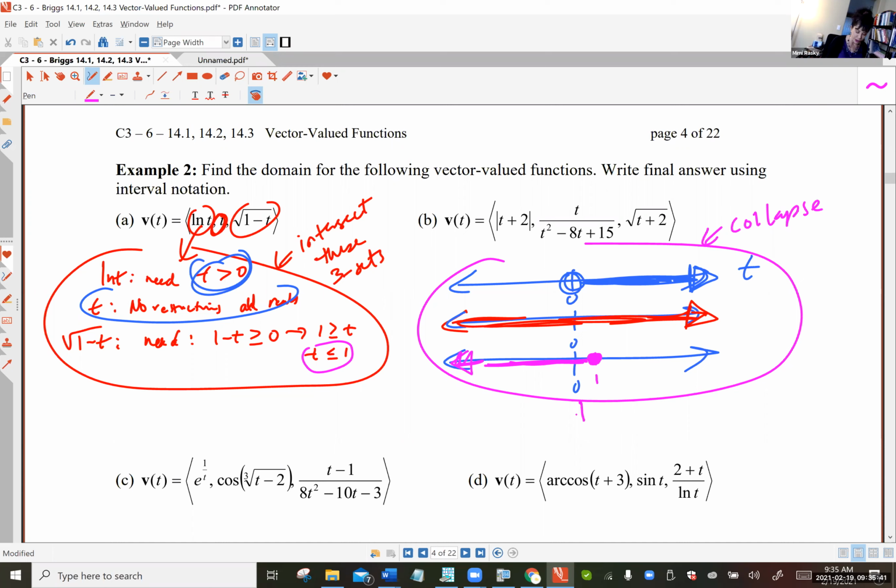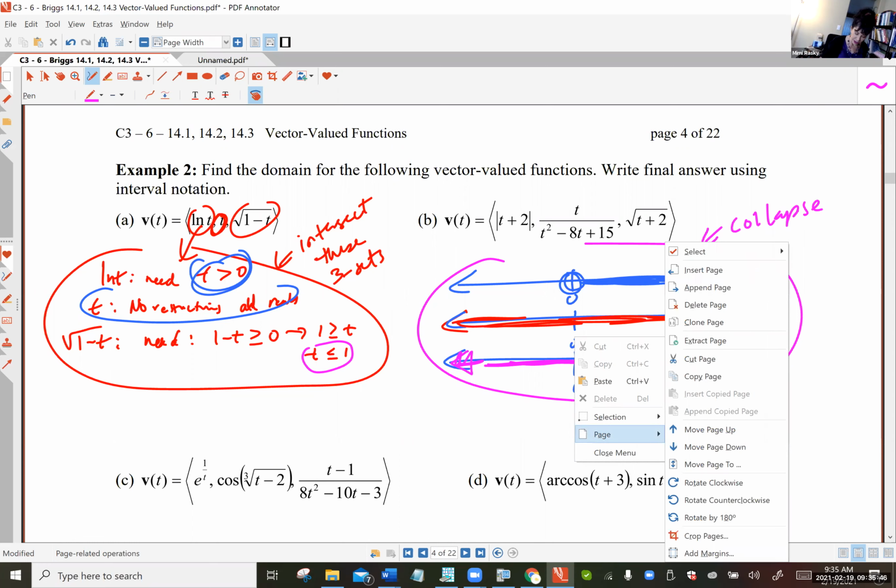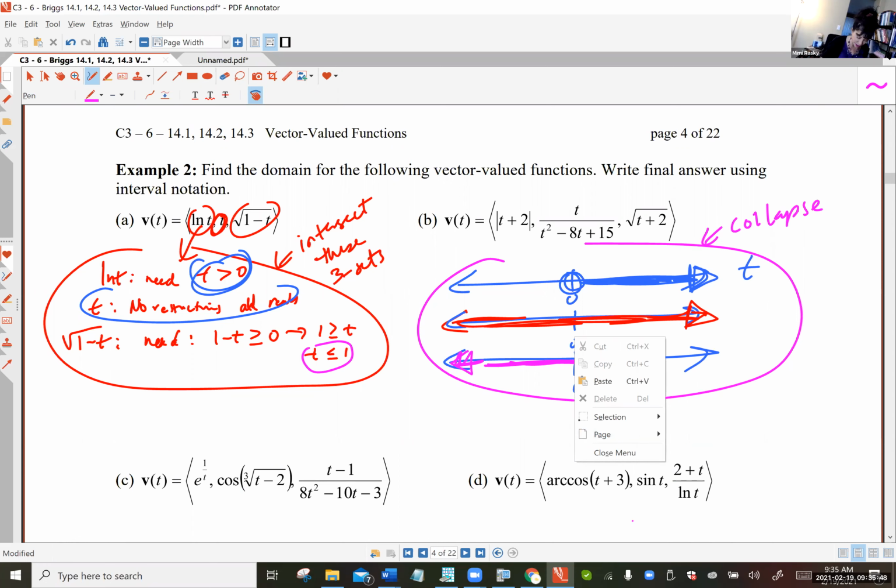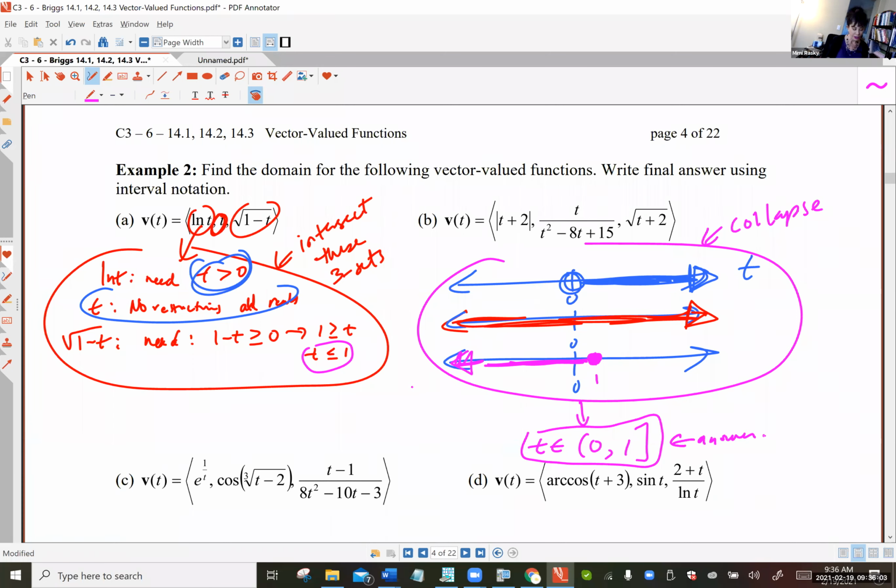I hope you get that the answer is going to be values of t that do not include the 0, because that's an open bubble, but will include the 1. So your final answer is t is an element of this very small range. That's the answer in interval notation to letter A. That means that vector valued function can only eat numbers between 0 and 1, where 1 is included and 0 isn't. Questions?